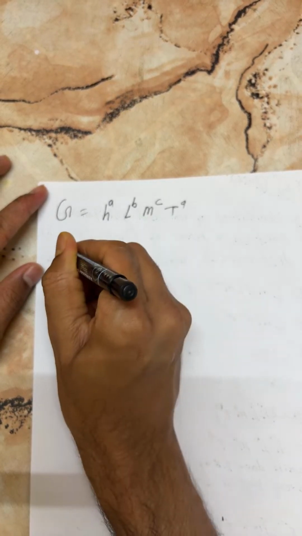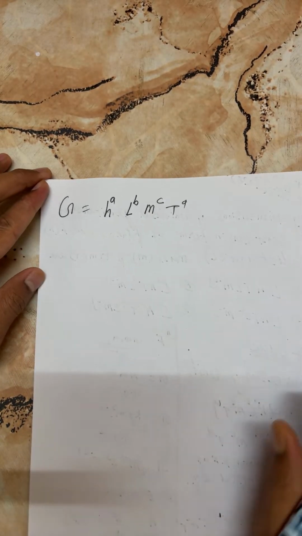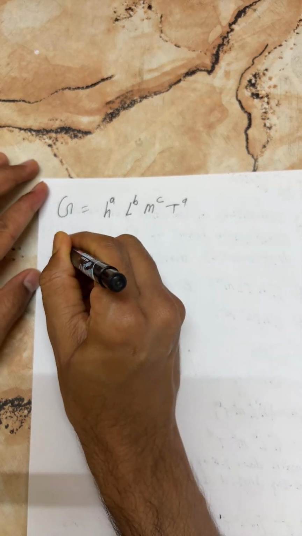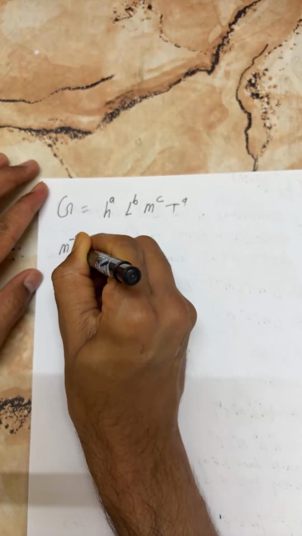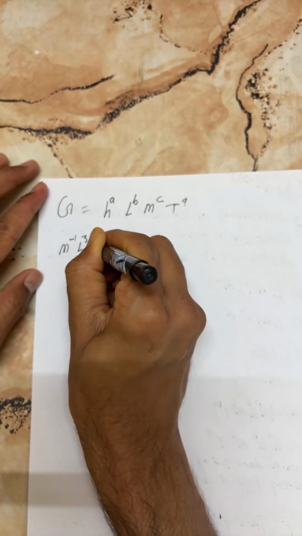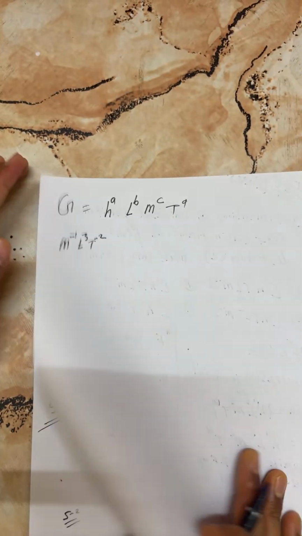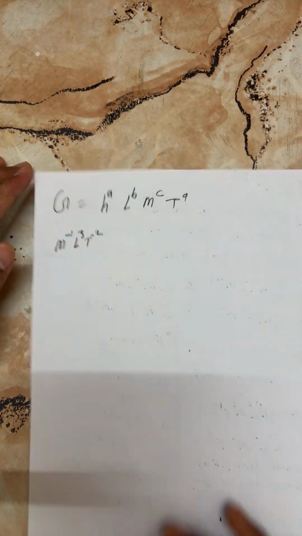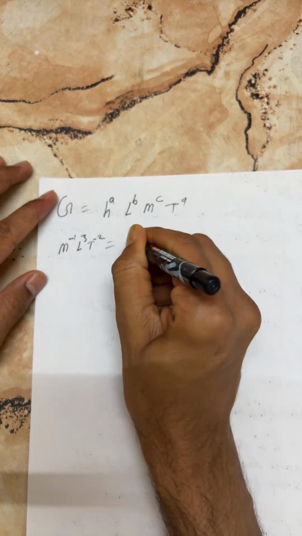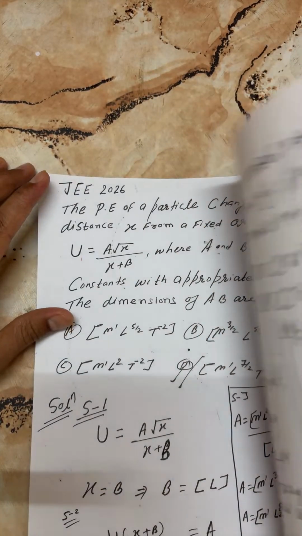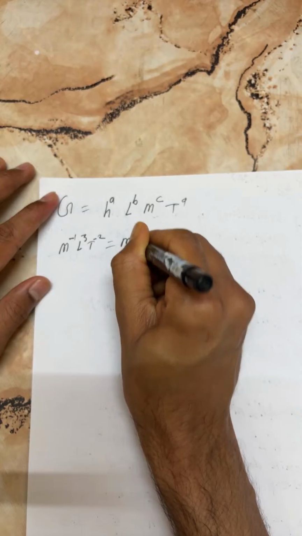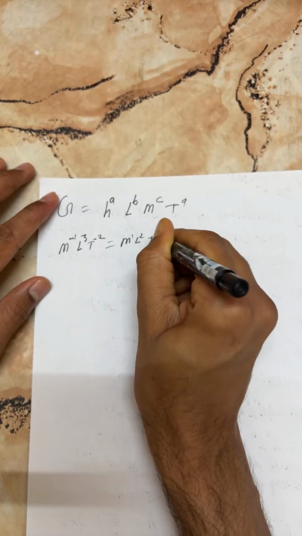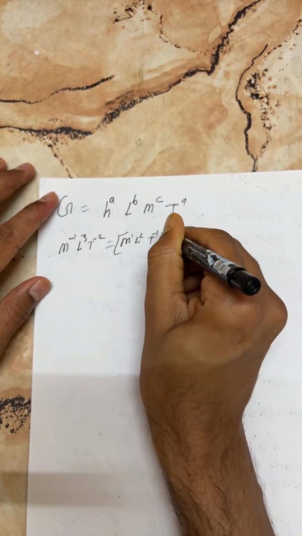I already found it. Write down both sides. So you can say M to the power minus 1, L to the power 3, T to the power minus 2. I'll see once for confirmation. Correct. Okay. What did we find for H? H is equal to M1 L2 T minus 1, entire to the power A.